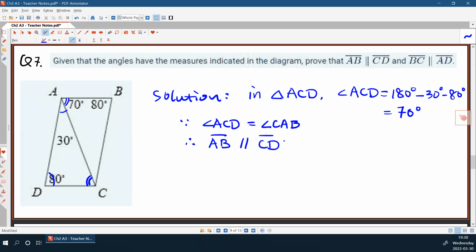Okay, then next, we need to find if we can prove this segment is parallel to this segment, right? All right, we already know that angle ABC here is 80 degrees, right? And if we can prove that this angle here is 100 degrees, that means the sum of this angle and this angle is 180 degrees. That means the same side interior angles are supplementary. Then we can prove this segment is parallel to this line segment. Okay, so let's have a look at what is the angle here.